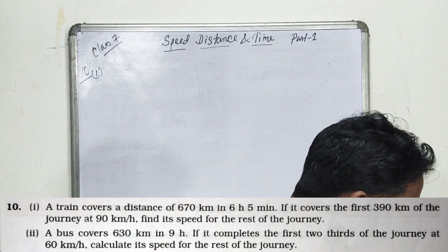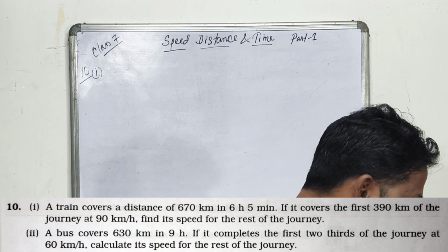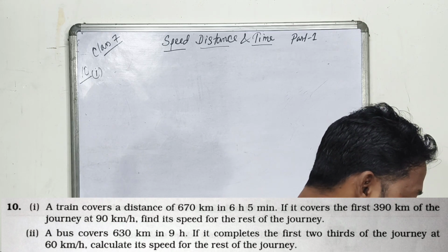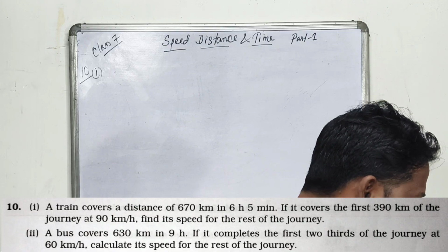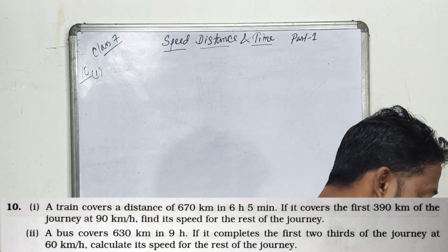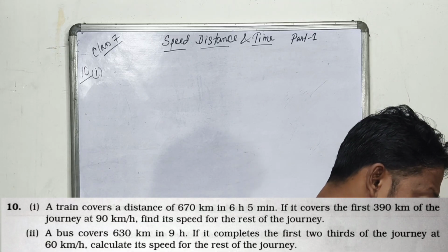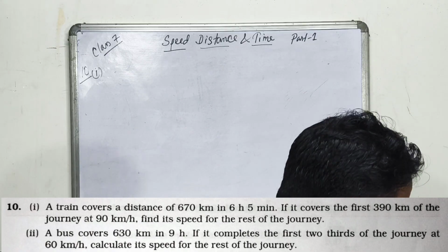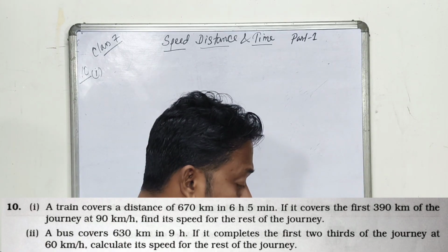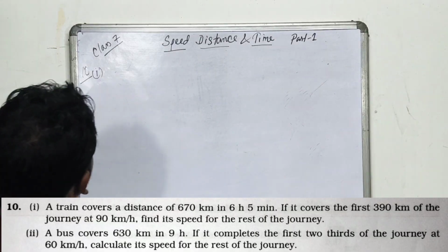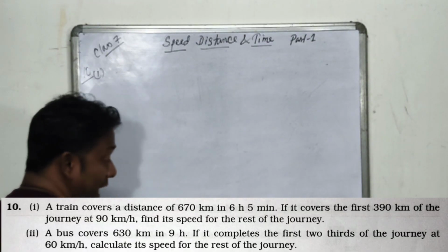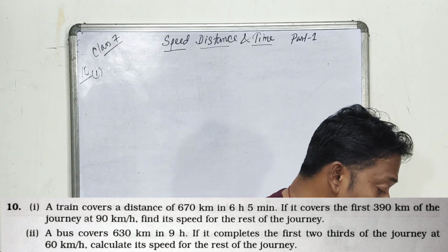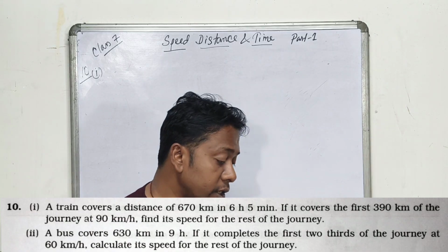A train covers a distance of 670 km in 6 hours 5 minutes. If it covers the first 390 km of the journey at 90 km per hour, find its speed for the rest of the journey. Okay, fine. So total distance is given and total time is also given. The train covers a total distance of 670 km in 6 hours 5 minutes.